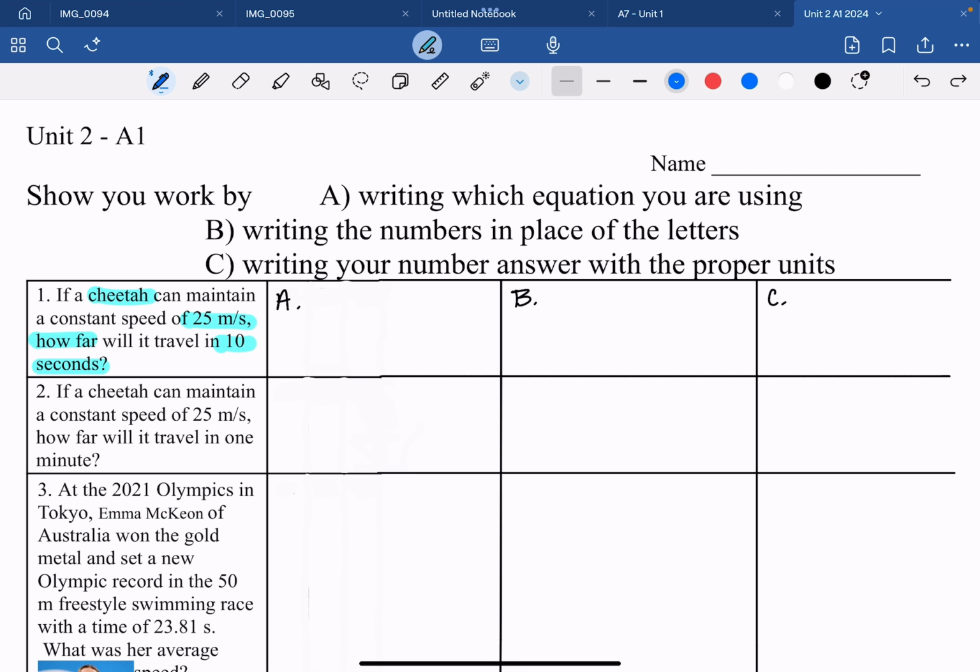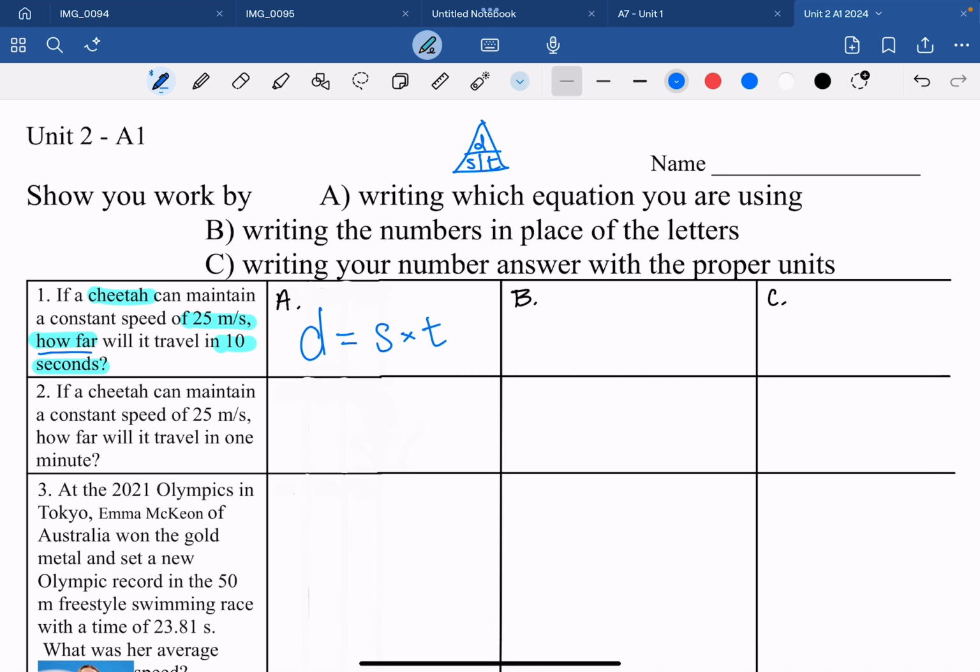So with A, it's talking about the formula that we're going to be using. So what are we asking? If a cheetah can maintain a constant speed of 25 meters per second, how far will it travel in 10 seconds? How far is our question here? And if we're trying to figure out how far we're going, we are looking for a distance. And then you got to remember back to your distance formula. You can remember that triangle that we had where you got distance on the top, speed, and time. So if you were covering up distance on top, you'd have S and T next to each other on the bottom, which means you are doing speed multiplied by time. So that's the formula we're using.